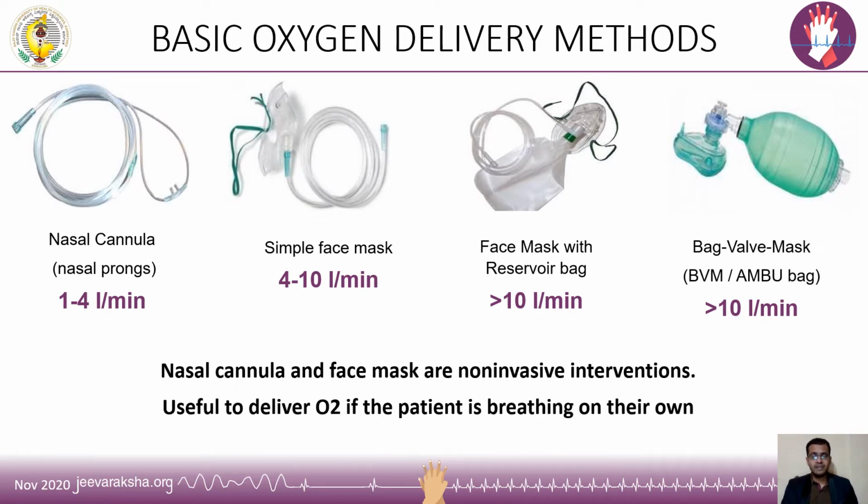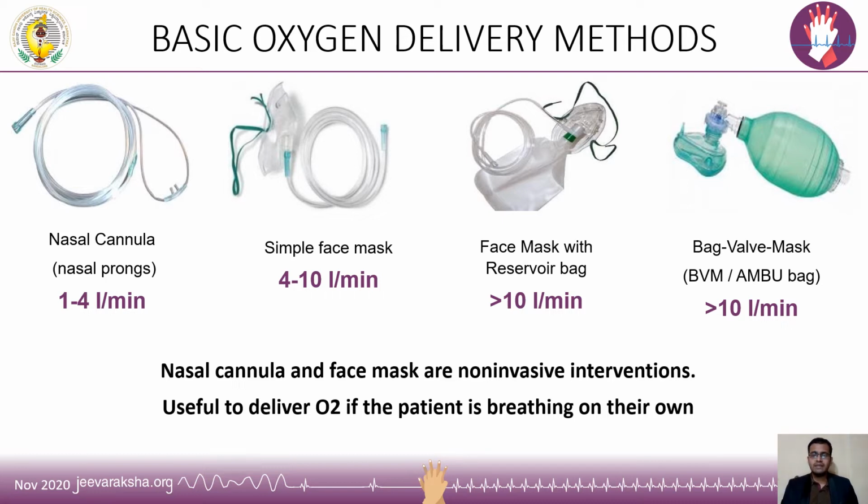Next is the simple face mask. With the simple face mask, you can start with a minimum of 4 liters and go to a maximum of 10 liters per minute. Beyond that, the oxygen gets wasted and is not used by the patient. So the maximum FiO2 you can reach with a simple face mask is somewhere around 60%.